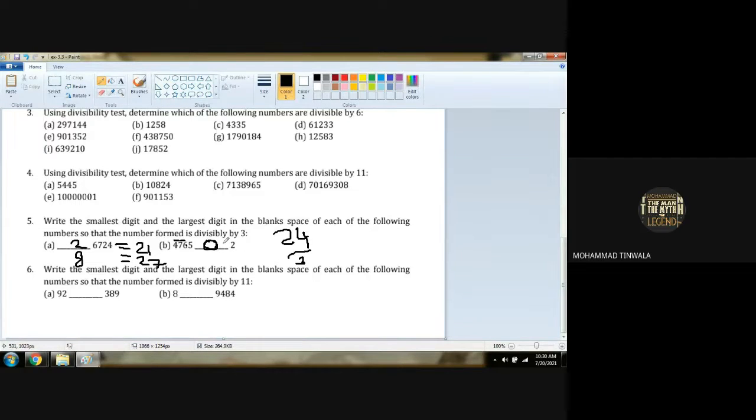And for the biggest number, 24 is already there. So if we add 9, it will be converted to 33. 33 is divisible by 3. 24 plus 9 is 33. So here we add 9. The rest of the numbers will be the same as it is. You will have a total of 33. So 33 is divisible by 3. Any doubt, girls? No, sir, no doubt.